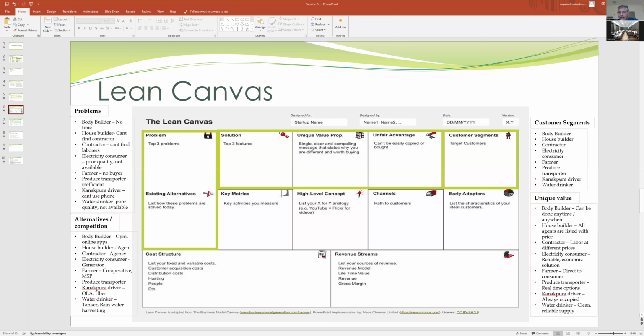Who was that? Okay, Dhanush. What's the name? Dhanush. Okay, so Dhanush, yeah. So you had this example of the drivers, right?